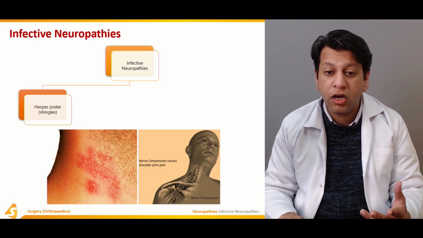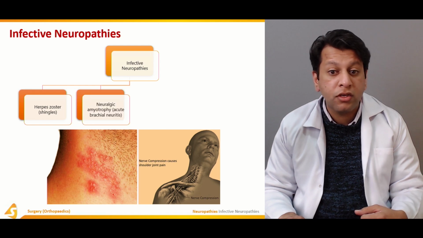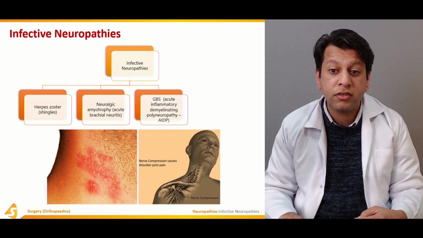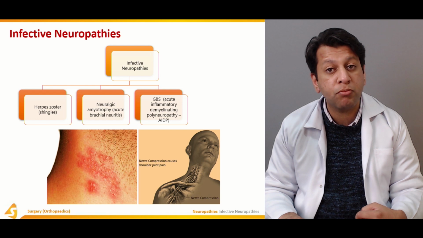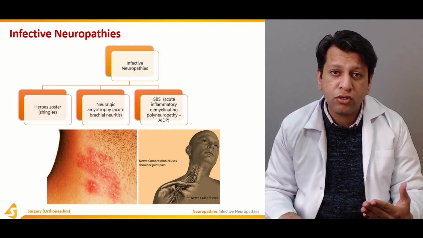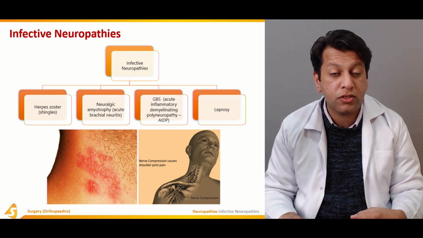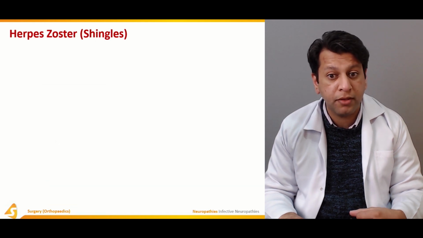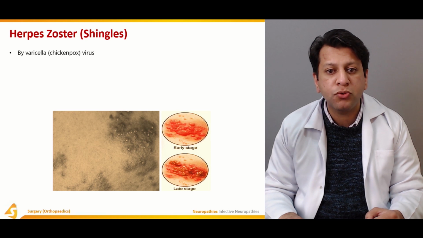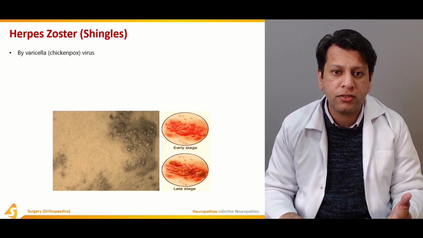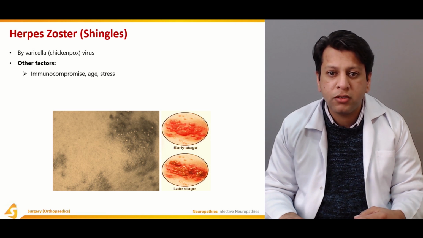These include herpes zoster shingles, neuralgic amyotrophy or acute brachial neuritis, which may be associated with viral infections, GBS, which is also called inflammatory demyelinating polyneuropathy, which is thought to be secondary to a complication of viral infection, and leprosy, which is caused by Mycobacterium leprae. So, herpes zoster or shingles is caused by the varicella or chickenpox virus, also called the herpes zoster virus.